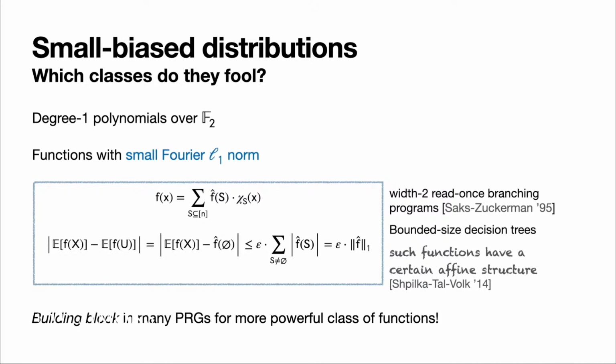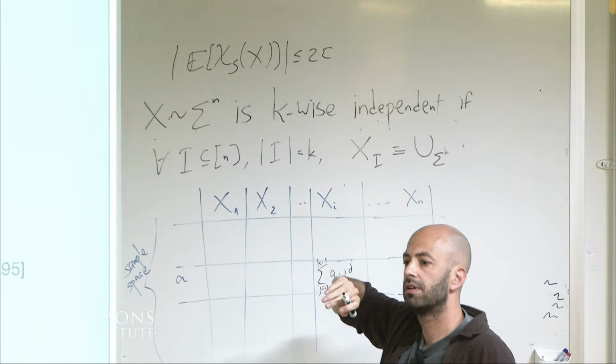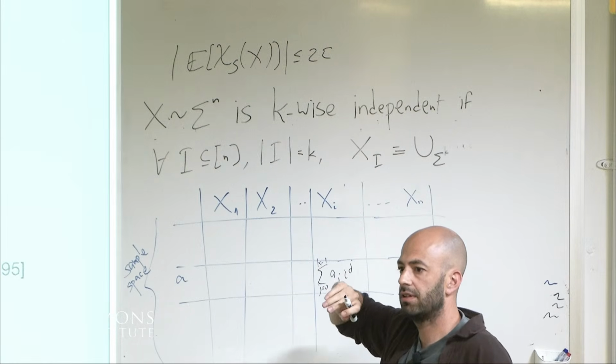Questions? What was our assumption here exactly? It's epsilon biased? Yeah, so that the expectation of chi s of x is at most epsilon because x is epsilon biased. And this is true for all subsets S? Non-empty. Yeah.